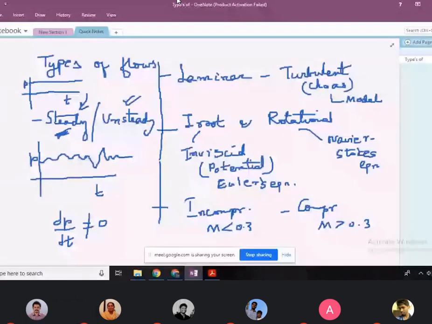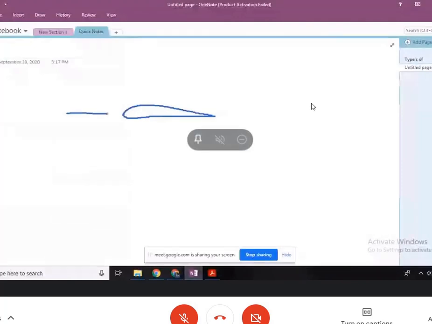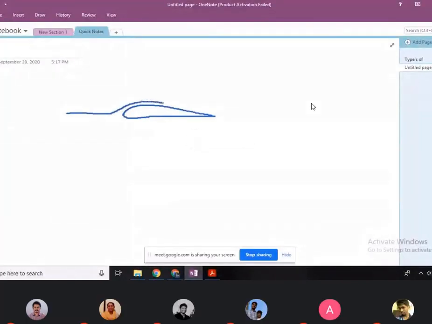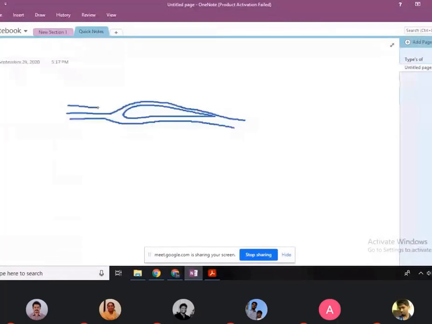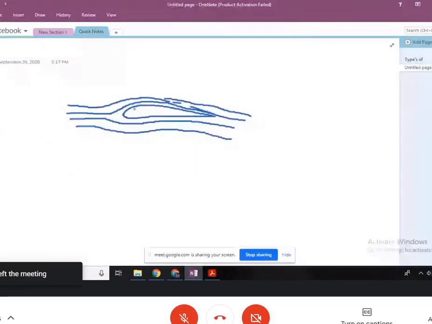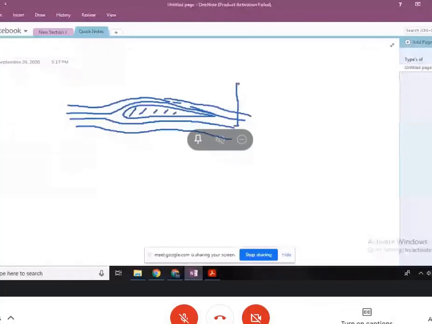For example, you have a problem of flow over an aerofoil. The flow is approaching the aerofoil, it sees the body and takes the route. It goes very smoothly over the body, the streamlines go over the body without any disturbance. So here you have a solid body. I have kept a probe in the region. This is a pressure measuring probe.